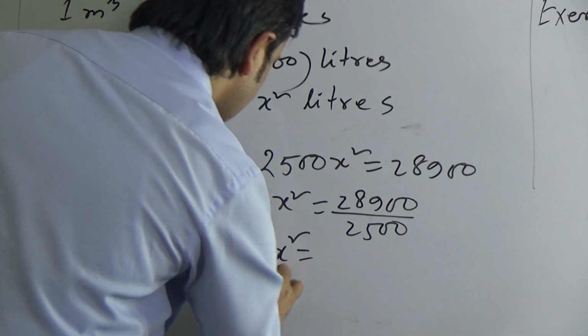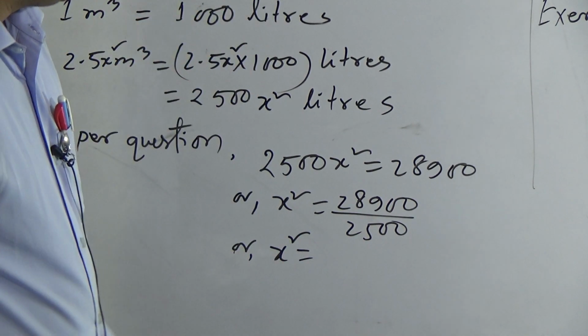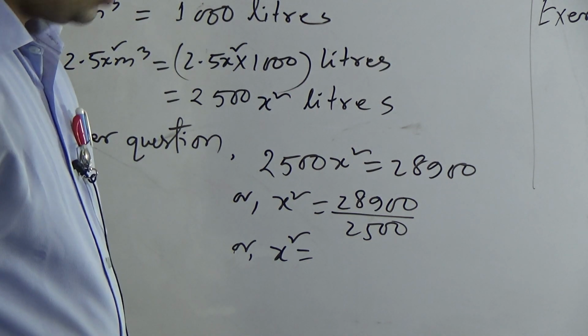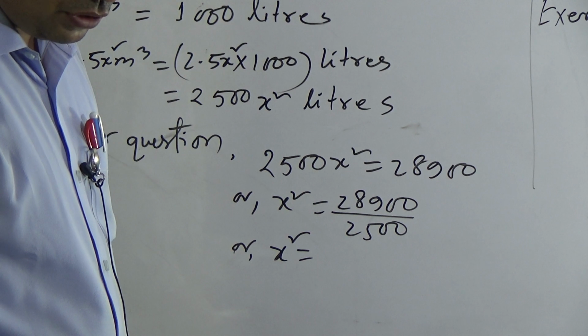That will be x square. Now if we divide this by 25, what will we get?